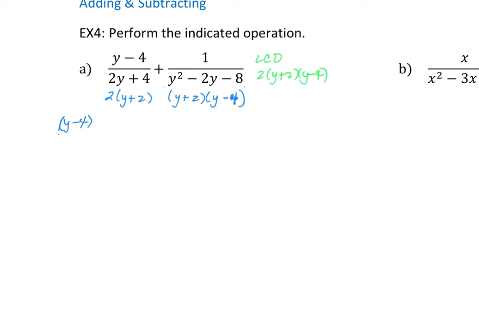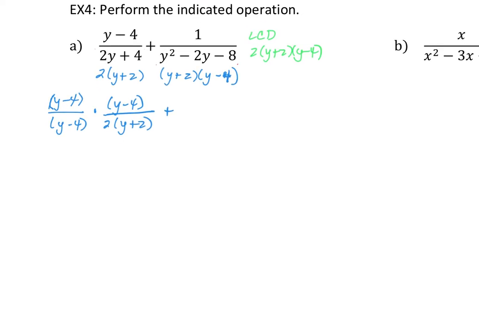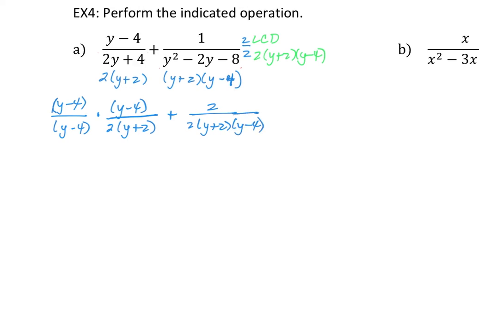I put parentheses to remind myself that I'm distributing. Notice that I'm using the factored form of the denominator, because in the end I want to double check to see if I can reduce, so I want to keep everything factored. Don't multiply that denominator out. And in the second one, it's missing a 2. So if I multiply this second expression by 2 over 2, I get 2 over 2 times y plus 2, y minus 4. All right, so same denominators.